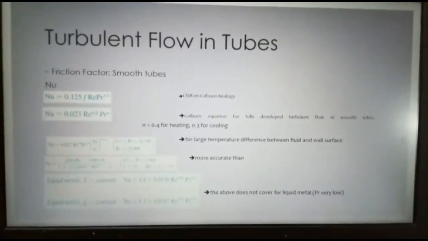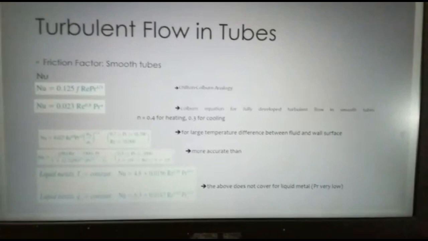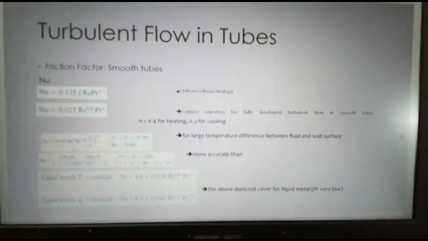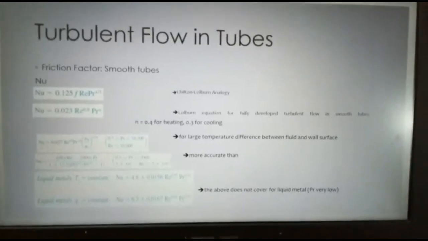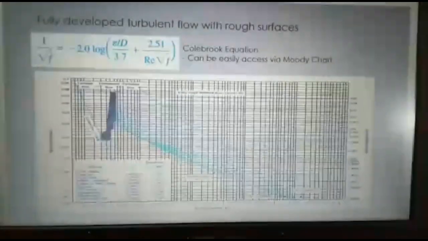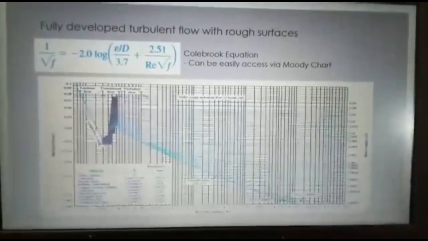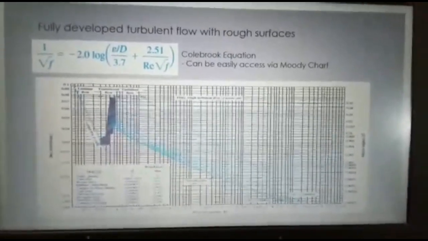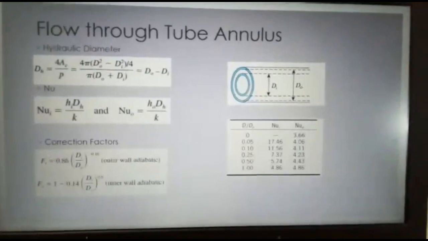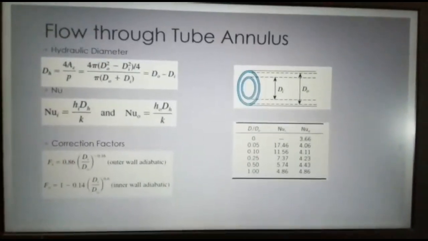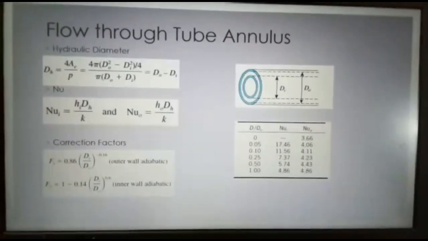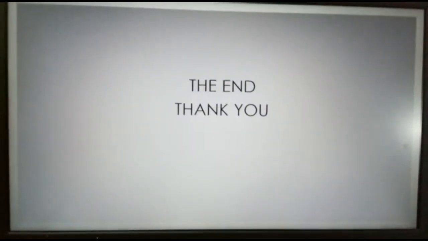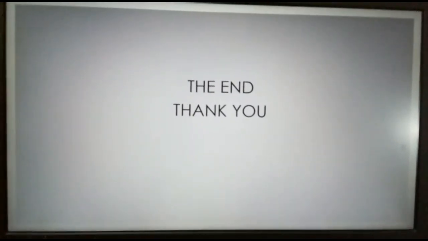This is the turbulent flow in tubes, and this is the Nu for friction factors, smooth tubes, which consists of the equation. This is the fully developed turbulent flow with rough surfaces. Colebrook equation, which can be easily accessed via the Moody chart. This is flow through tube annulus, hydraulic diameter D_H, Nu, correction factor F, and this is the end. Thank you.